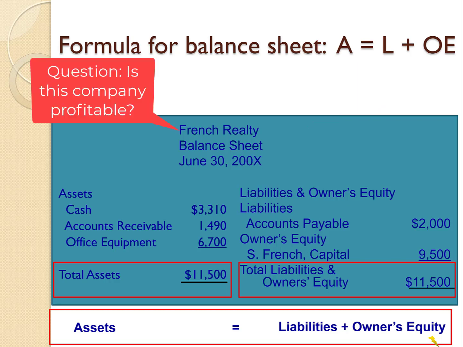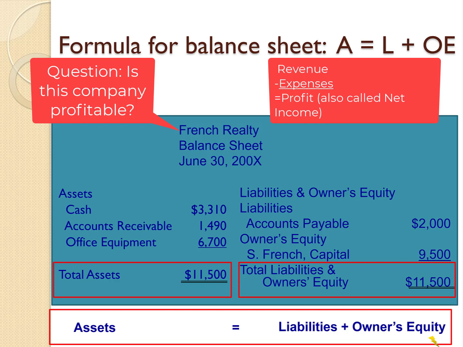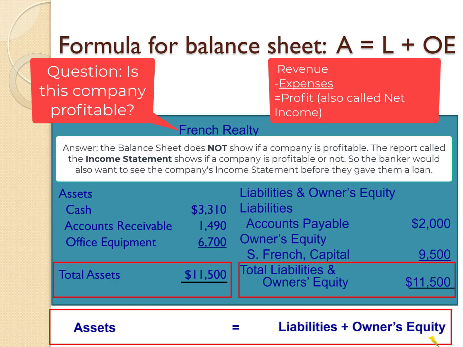But do we know if they're profitable? Can you tell from a balance sheet if a company is profitable? Well, first you need to know, what is the formula for profit, also called net income? Net income is revenue minus expense. Notice the balance sheet does not have revenues and it does not have expense. So we will learn later that there's another report called the income statement that shows if a company has a profit or a loss.